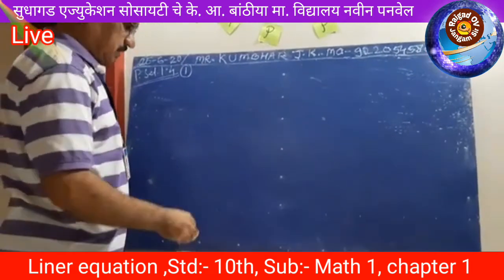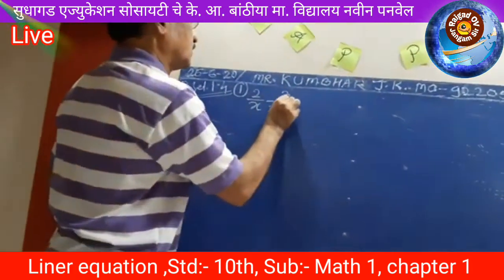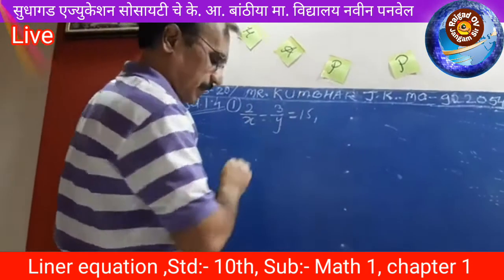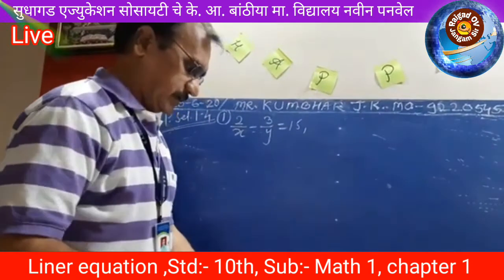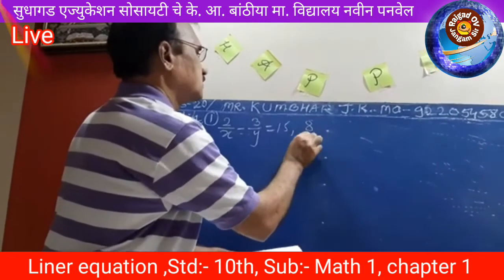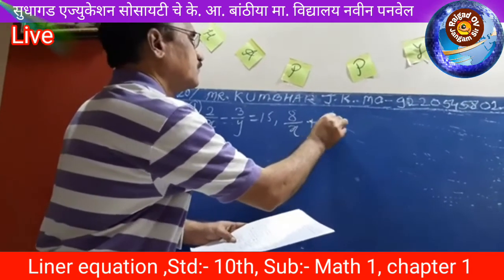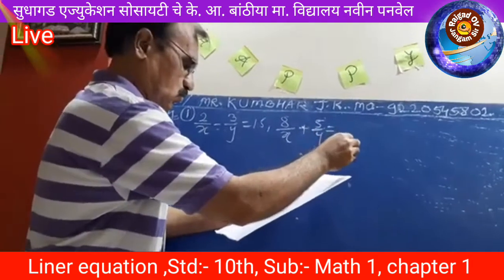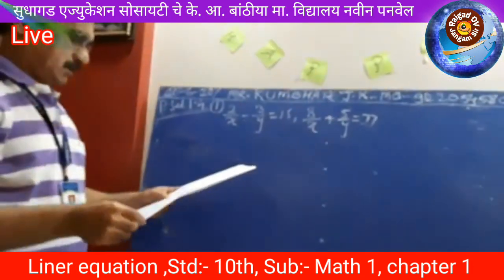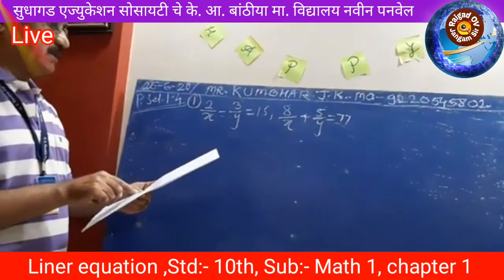2 upon x minus 3 upon y is equal to 15, and 8 upon x plus 5 upon y is equal to 77. Again we read: 2 upon x minus 3 upon y is equal to 15. 8 upon x plus 5 upon y is equal to 77.